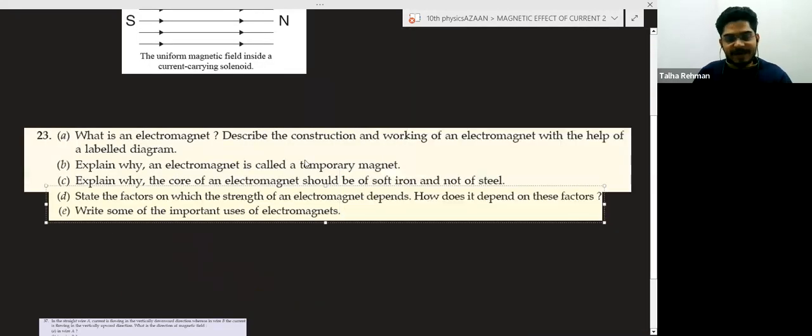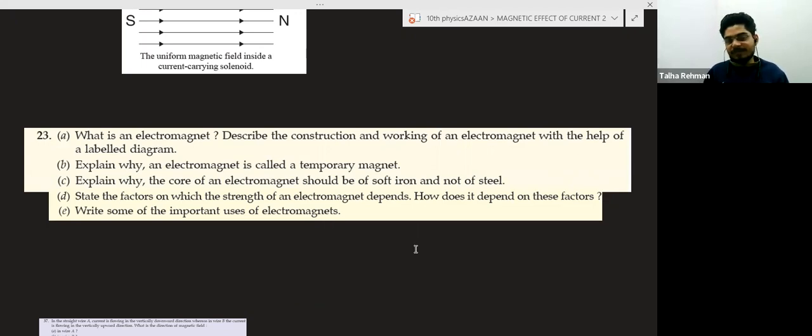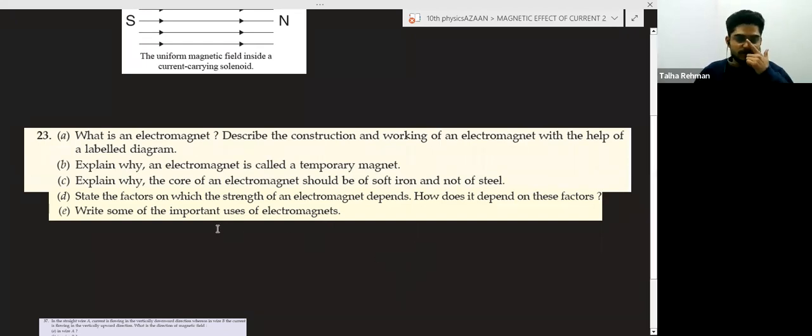Explain why an electromagnet is called a temporary magnet. Because the working of an electromagnet depends upon the electric current, and when you switch off the electric current, the magnetic field produced by the electromagnet will become zero. That is why it is a temporary magnet. It will remain only as long as the current is on.